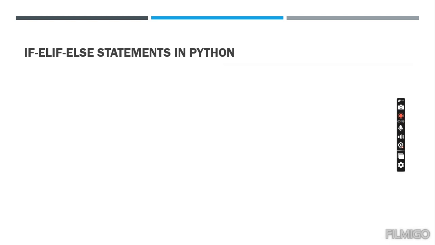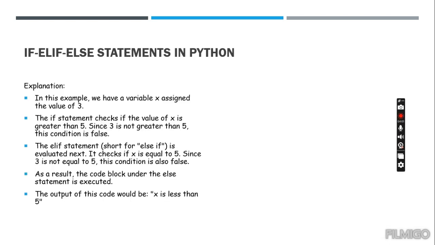Explanation. In this example, we have a variable x assigned the value of 3. The if statement checks if the value of x is greater than 5. Since 3 is not greater than 5, this condition is false. The elif statement, short for else if, is evaluated next. It checks if x is equal to 5. Since 3 is not equal to 5, this condition is also false. As a result, the code block under the else statement is executed. The output of this code would be "x is less than 5".